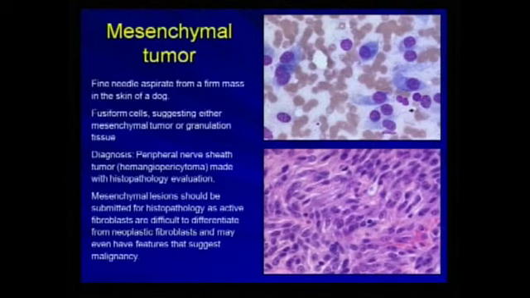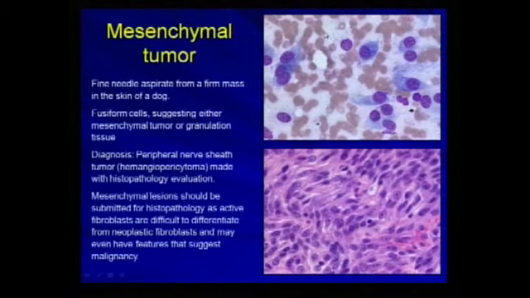This is a fine needle aspirate from the skin of a dog. And this is on top, we're looking at cytology. It's a fairly bloody tap. But what I want you to see is that the cells have prominent tails. There's one there. There's one there. There's one there. Okay? And peripheral nerve sheath tumors often have these light cytoplasmic vacuoles.